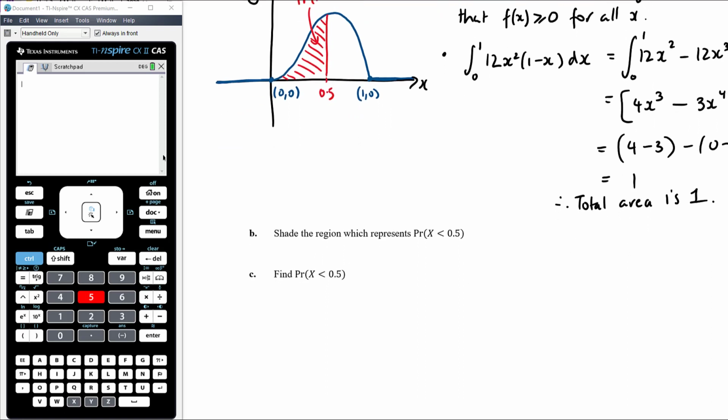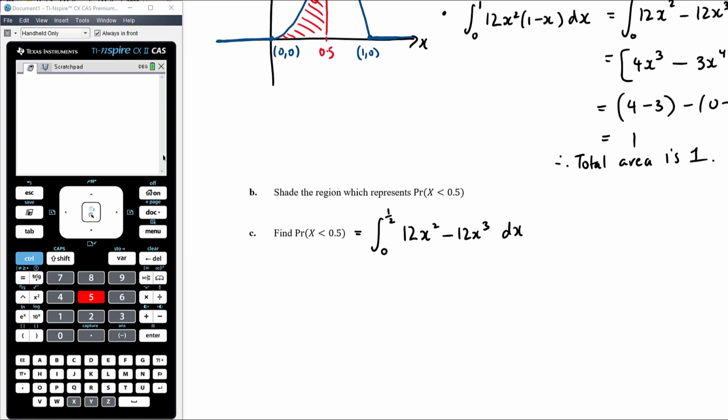Okay, so we want to find the probability that x is less than 0.5, which means we need to integrate from 0 to 0.5. I'm going to write that as a half just so I can do the algebra a bit more easily. And our PDF was 12x squared minus 12x cubed when we expanded that. So we use PDF for probability density function. We've actually seen that phrase before when we've used the CAS to find binomial probabilities, binomial PDF.